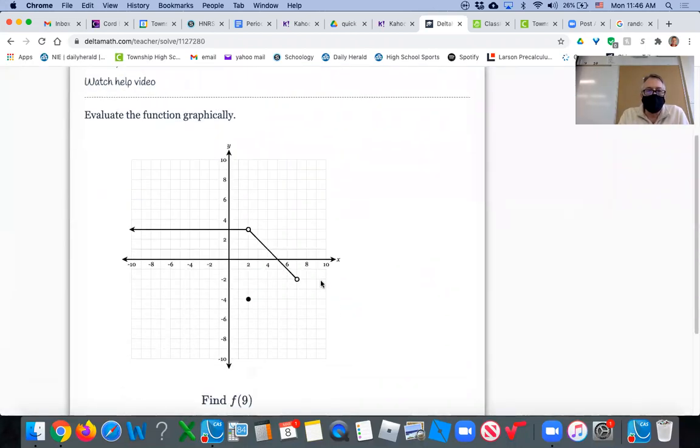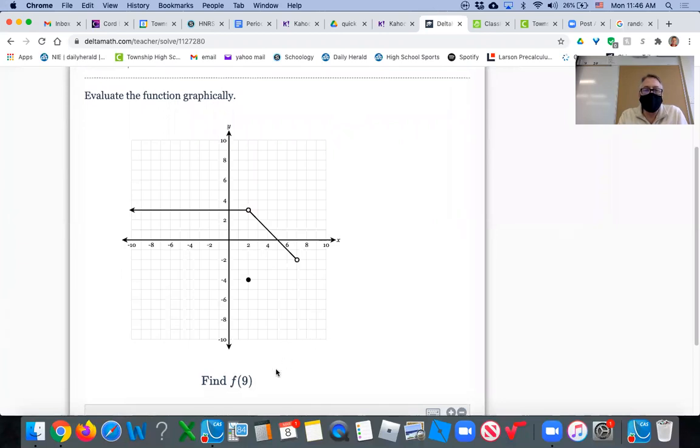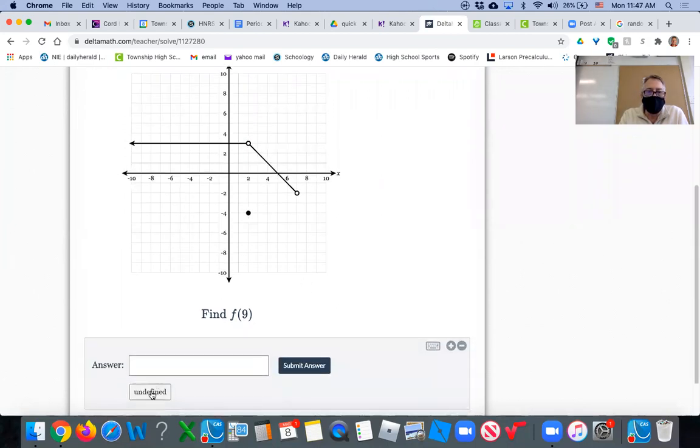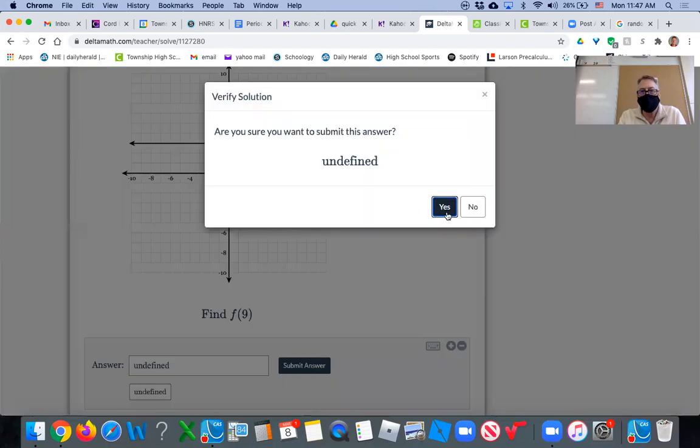So here's another piecewise function. We want to find f of 9. So for an input of 9, this is what we look at on the x-axis. And for an input of 9, there is, again, no output over here. So the function is, again, undefined for f of 9.